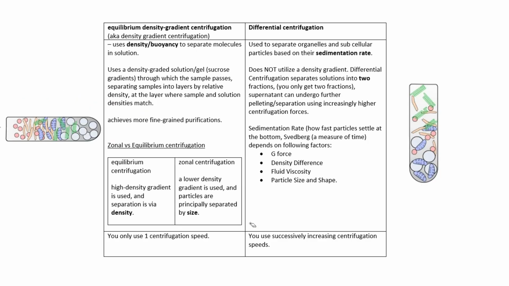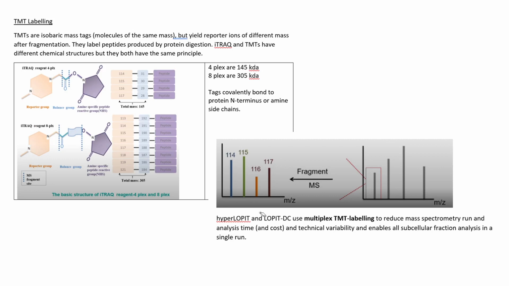So hyperLOPIT and LOPIT-DC both use multiplex TMT labeling, and this is to reduce mass spectrometry run and analysis time, and also the cost. It also reduces the technical variability and lets you have all the subcellular fraction analysis in a single run.